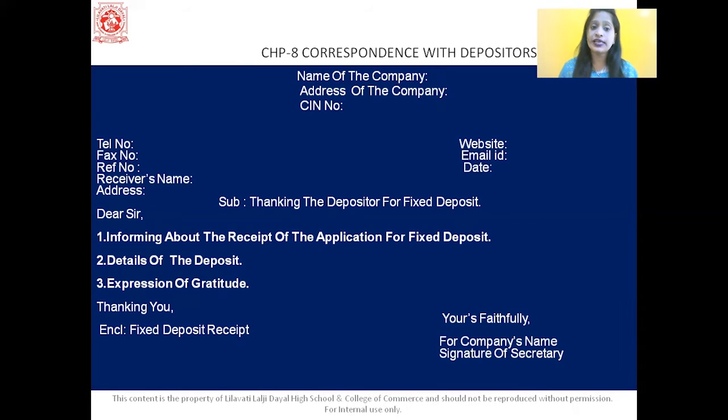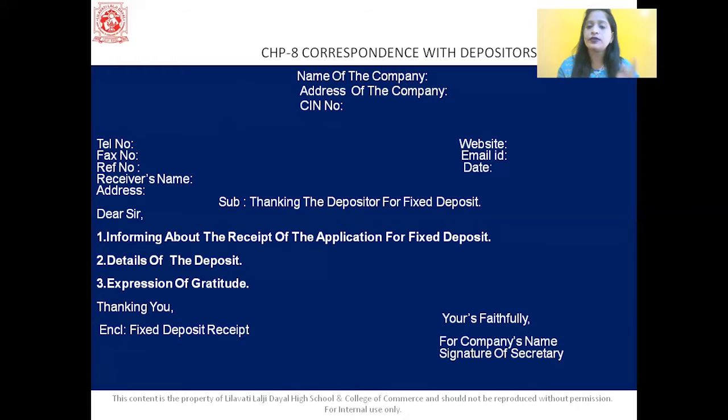Third paragraph, expression of gratitude. Herein, the secretary is telling that the board of directors of our company have expressed their gratitude for depositing the substantial amount into our company. We assure you of our best services. In the last paragraph, the secretary is again thanking the depositor on behalf of the board of directors.